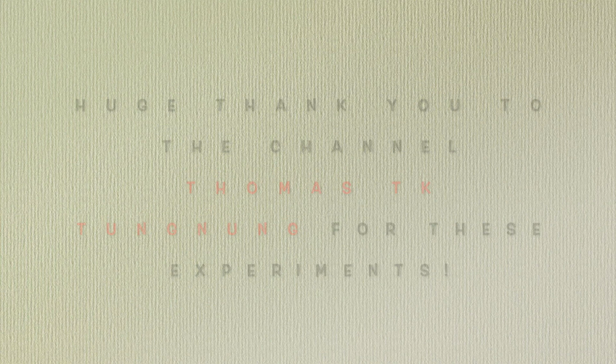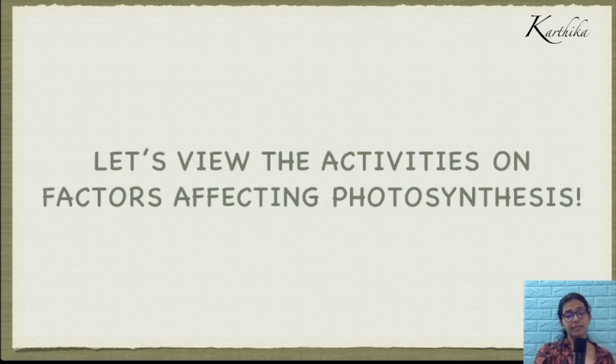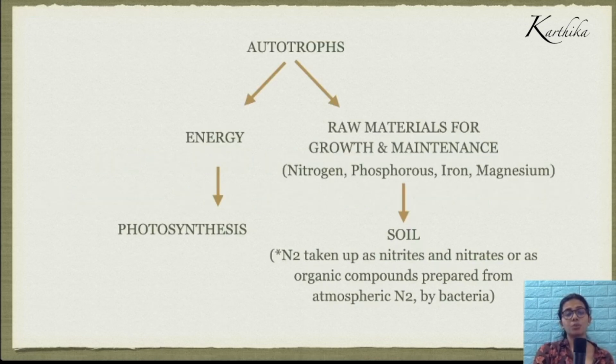So coming back to our lesson. Now we know what are the factors that affect photosynthesis and that are important for photosynthesis, right? So we have also already learned that nutrition must provide energy and it must also provide raw materials for growth and maintenance, right? So in autotrophs, it receives energy by photosynthesis. Okay, now where does it receive the raw material for growth and maintenance? And what are these raw materials? Basically, elements like nitrogen, phosphorus, iron, magnesium. These are the raw materials that a plant needs for its growth and maintenance. And all of these it receives from soil, right?